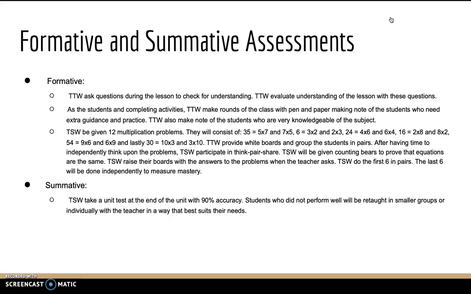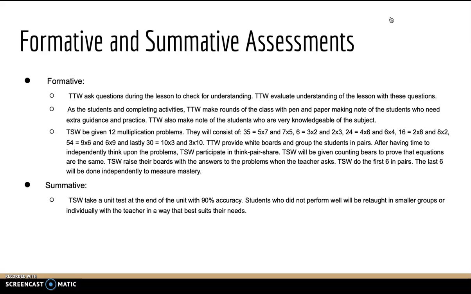I'm going to provide whiteboards and group the students in pairs. They're going to do think, pair, share: they think independently, pair up to go over it together, and then share with the class by writing their answer on whiteboards. They'll do think, pair, share for the first 6 equations, or 3 products, and the last 6 will be done independently.